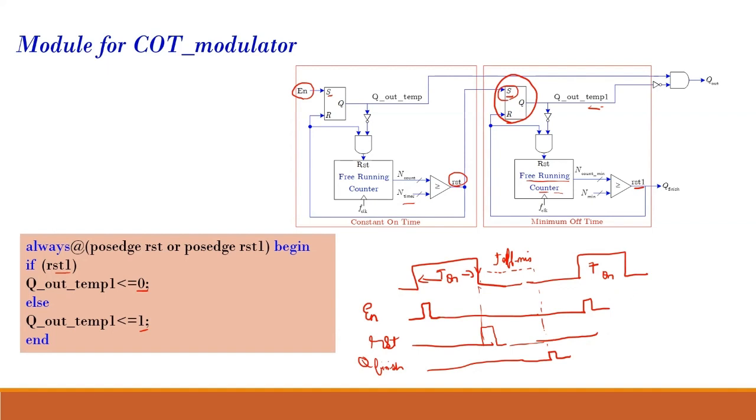Sir, when this Q finish comes, then Q out temp will be 0. So yeah, after the NOT gate, it will be 1. After the NOT gate, it will be 1. So the Q out will come to know that the time period is over. This is my Q out.